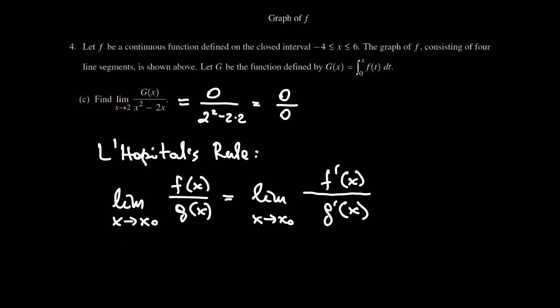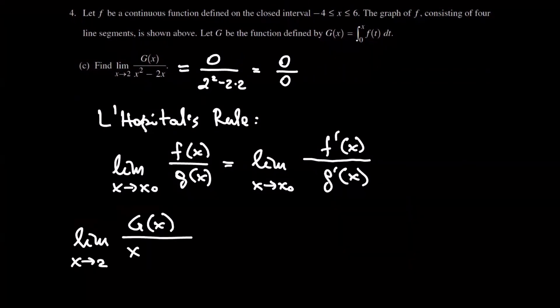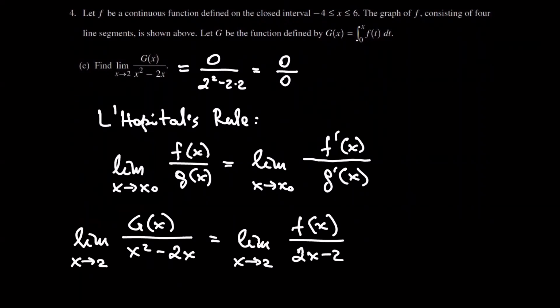So let's then take a look at our case. The limit as x goes to 2 of g of x over x squared minus 2x, differentiating, is equal to the limit as x goes to 2 of g prime of x, which is f of x, and differentiating the denominator gives us 2x minus 2.